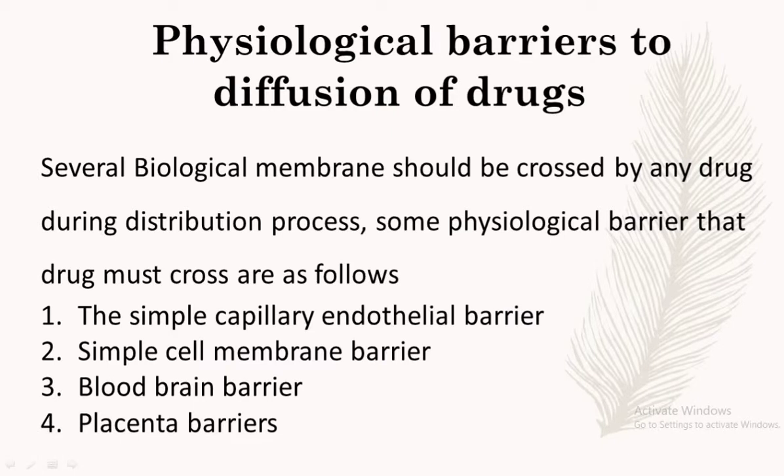Another factor which affects the distribution of drug is physiological barriers to diffusion of the drug. During drug distribution, the drug should cross several biological membranes such as the capillary endothelial barrier, simple cell membrane, blood-brain barrier, and placental barrier. The blood-brain barrier is the outer covering of the brain, which only allows specific molecules having smaller molecular weight and higher lipophilicity. And the same in the placental barrier, the tube through which the fetus gets nutrition from the mother. So it is highly specific to substances having smaller molecular weight and more lipophilicity.